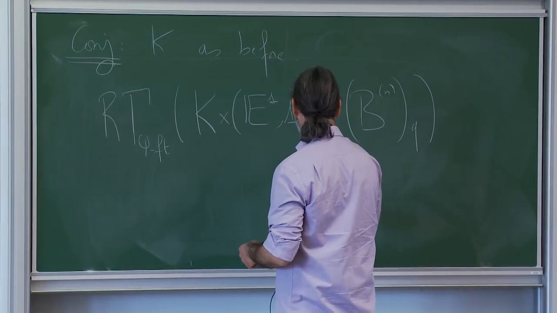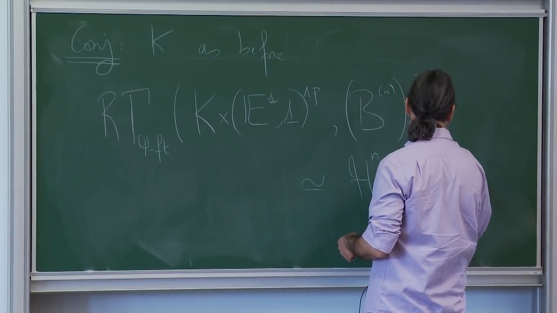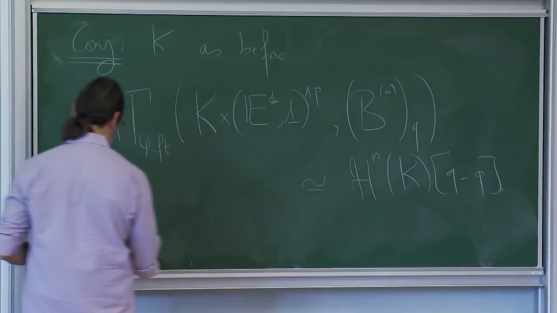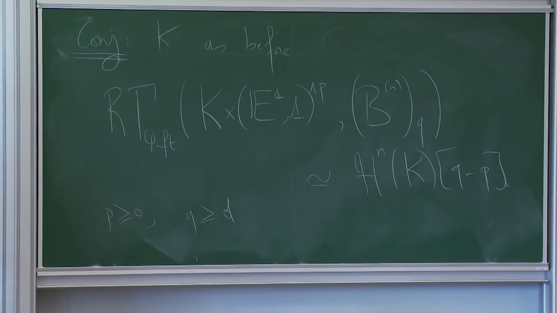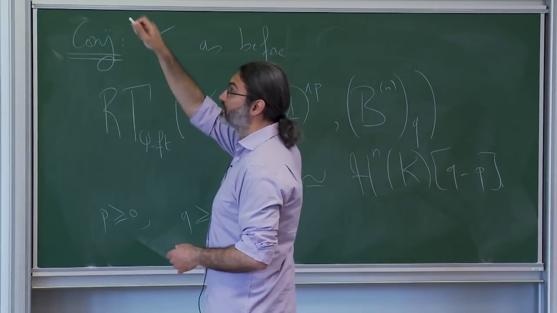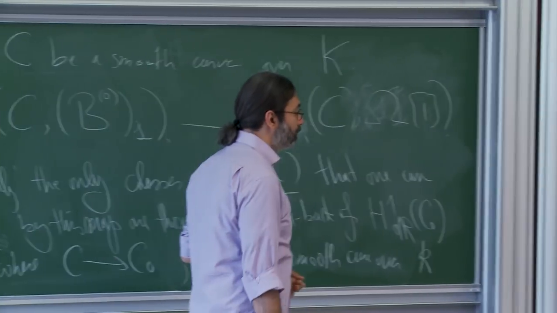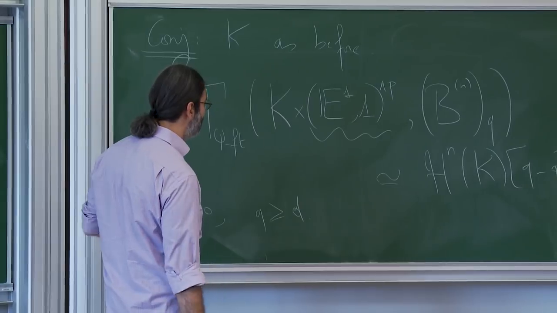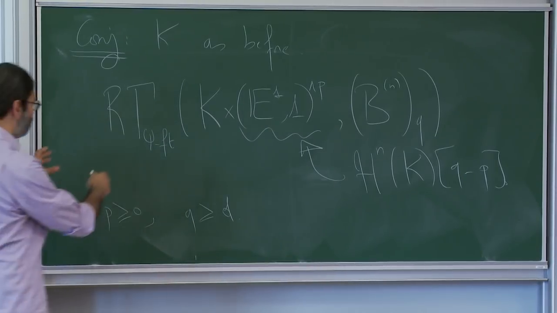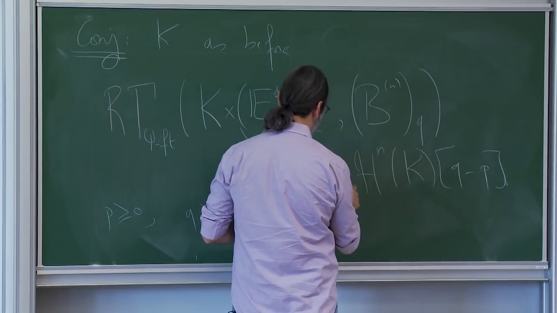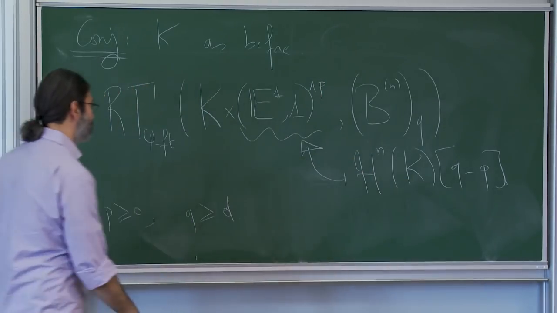So this should be again Hn of K, maybe shifted by q minus p. And this should be true for all p positive and for all q bigger than the dimension. Okay, so the difference between that and this is that we now put this state motive here. And in fact we don't really need to have an isomorphism. It's kind of enough to show that you can get a map in this direction. So it's probably very hard to compute the cohomology of such a complicated object, but it's maybe much simpler to find a good map from here to that. This seems maybe more approachable.